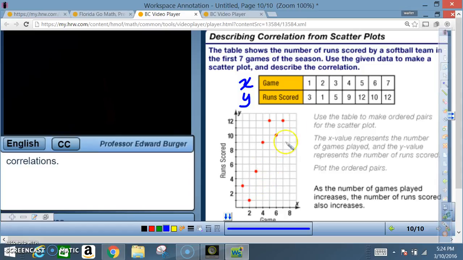Now we can see what kind of correlation it is. You can see almost all the data is going in a positive direction. So as the number of games played increases, the number of runs scored also increases.